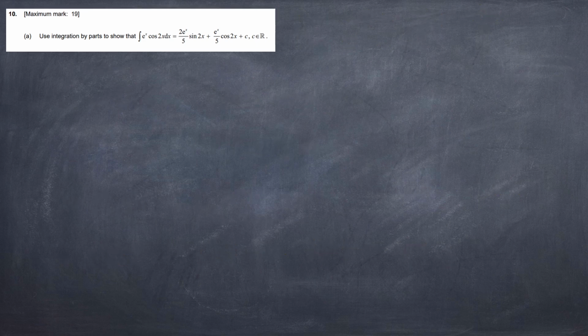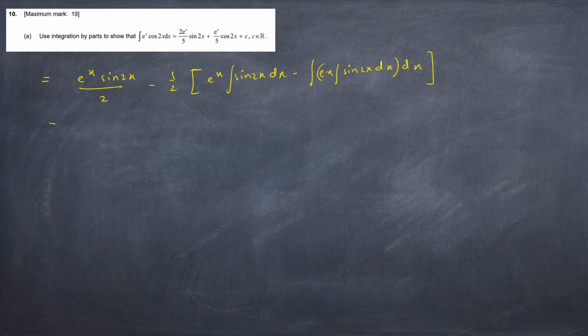So after this method, if you solve this process, it will come out to be e to the power x sine 2x divided by 2 minus half e to the power x integration sine 2x dx minus integration e to the power x integration sine 2x dx whole dx. So this was the part. Now integration of sine 2x is minus cos 2x divided by 2. So ultimately it will be minus e to the power x cos 2x divided by 2 minus, here du/dx was the same e to the power x, and here it will be minus cos 2x dx. So minus minus, here it will be plus. So ultimately this will be plus cos 2x divided by 2, and it is now dx.